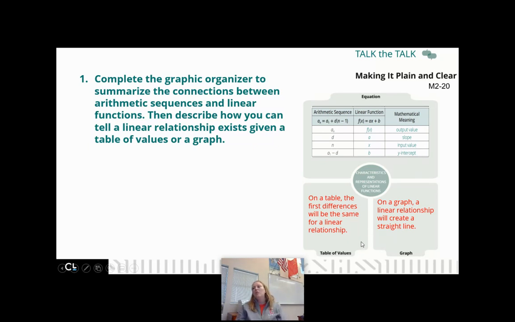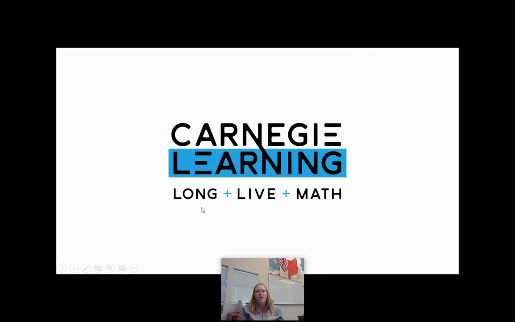So on a table, the best way to look for that is to look at those first differences. On a table, the first differences will be the same in a linear relationship, and on a graph, the linear relationship will create a straight line. That felt kind of heavy.